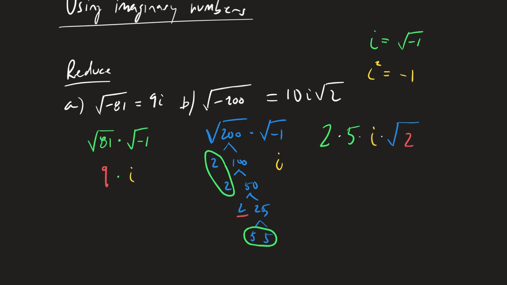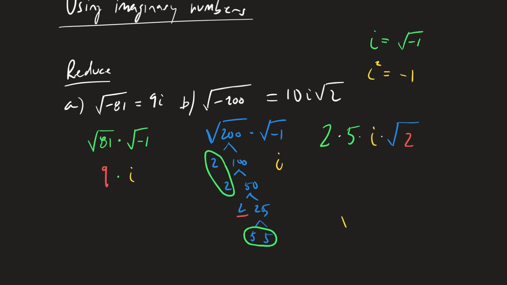So it really isn't any different than when we square rooted positive numbers. The square root of 81 is 9. The square root of -81 is 9i. The square root of 200 is 10 radical 2. The square root of -200 is 10i radical 2. So it really should be pretty simple to square root negatives.